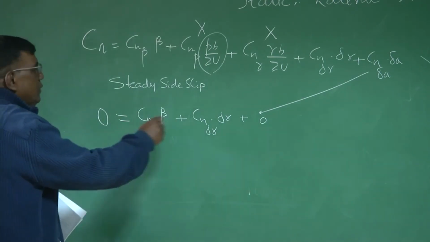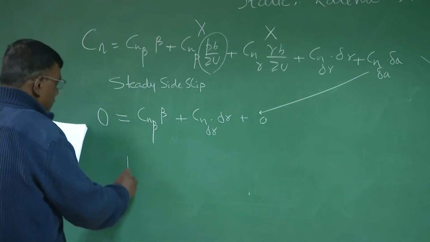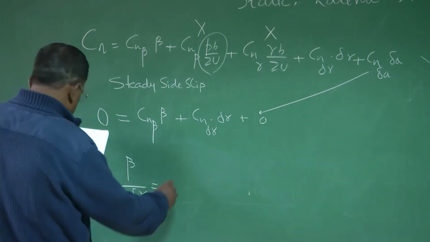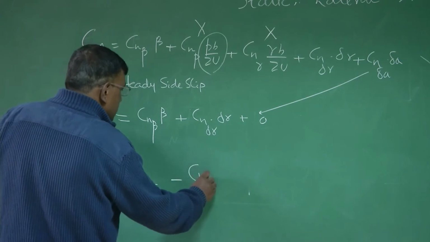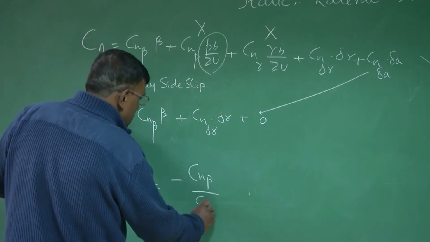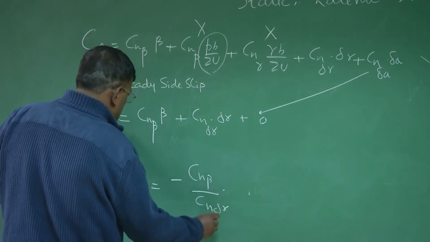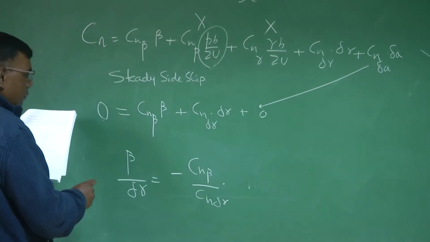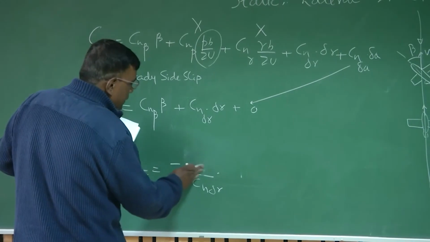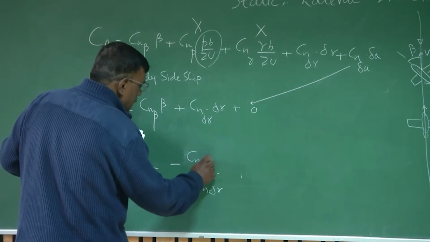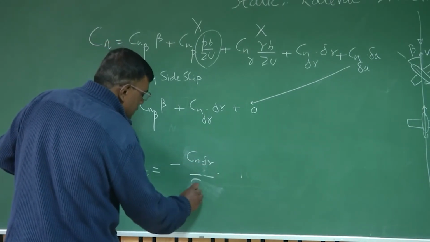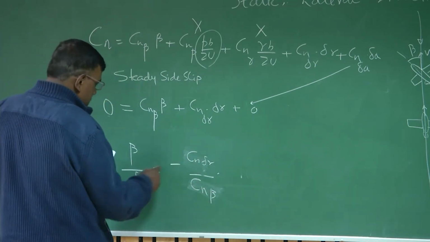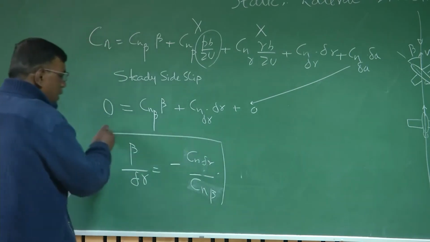Now if I use this relationship, I get an equation: beta by delta r is equal to minus Cn delta r by Cn beta. No, reverse. It will be Cn delta r by Cn beta. The Cn beta into beta plus Cn delta r into delta r equal to 0. So this is the relationship we get.